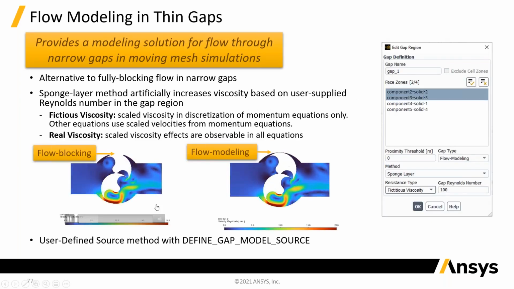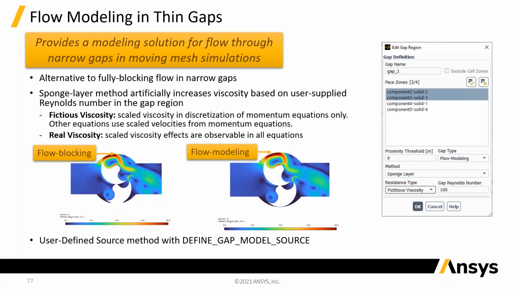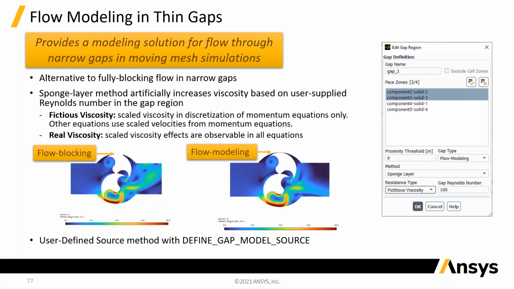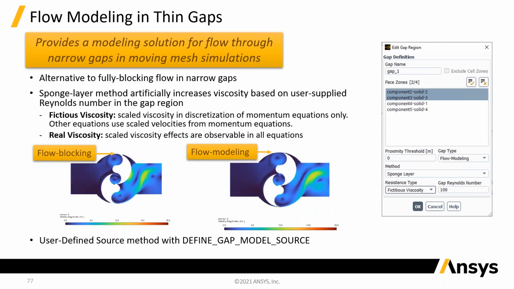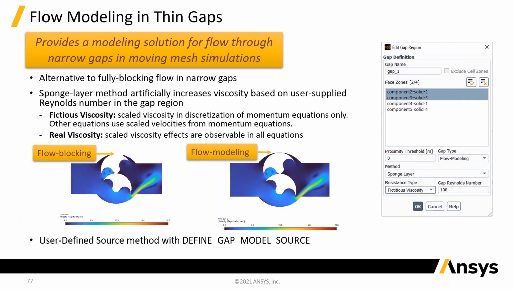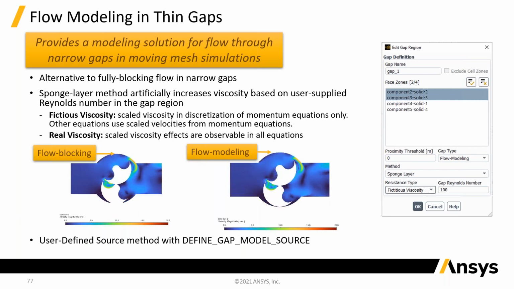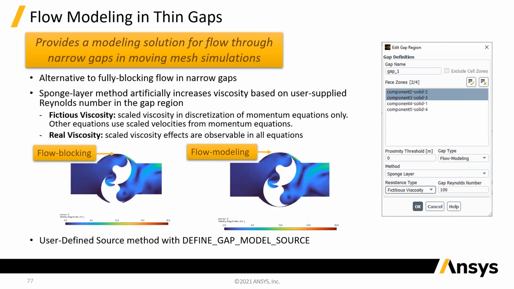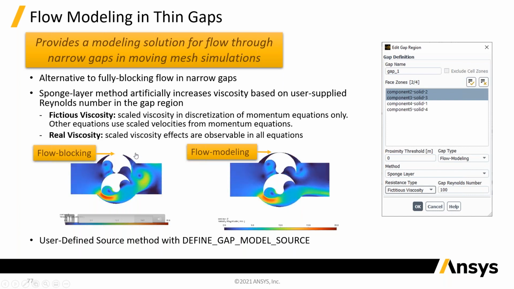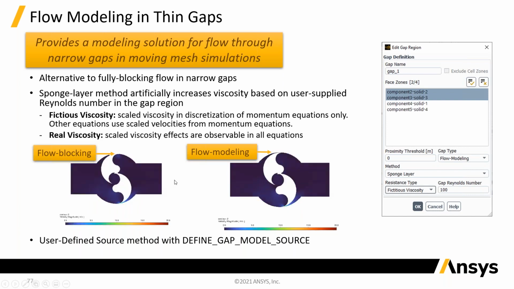There's been work done on gap modeling. So when the gap gets really small, one way of dealing with it is to close it up completely. Another way is to use what's called a fictitious viscosity method, where your viscosity goes up in that region and it essentially blocks the flow off. So you've got a small gap there because you can't mesh. You need it for the mesh.